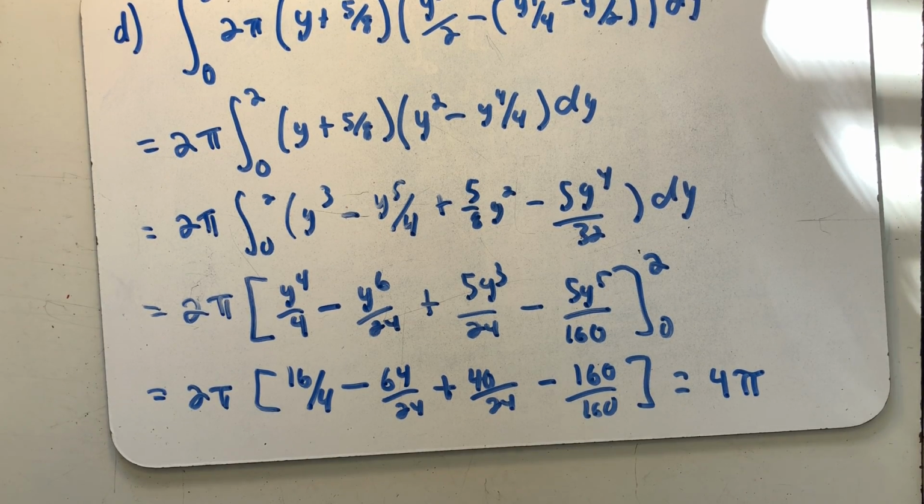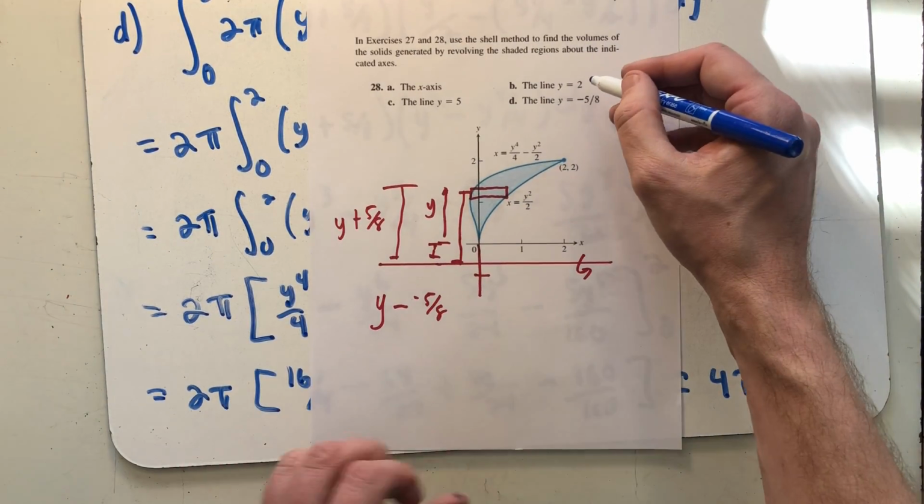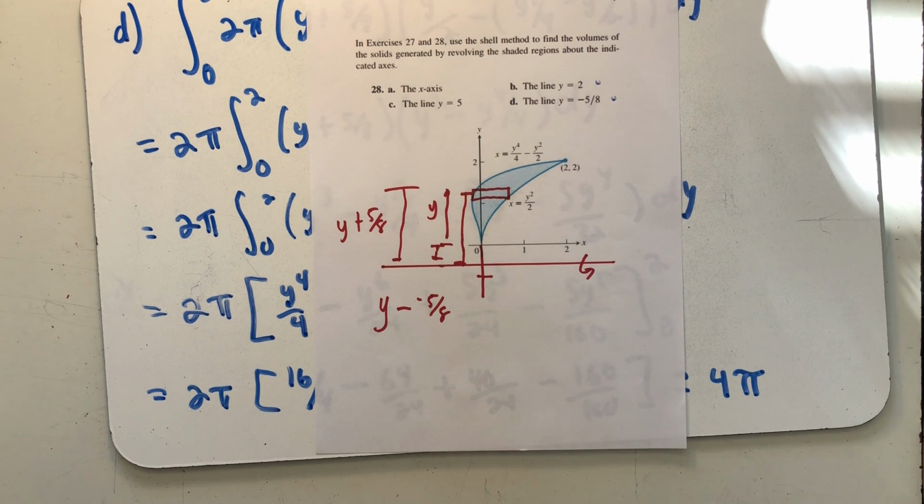All right, there we have it. Solutions to part B and D of this problem from section 6.2 of Thomas's Calculus. And that's it for now.